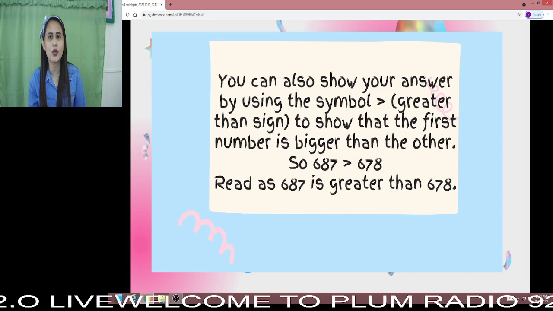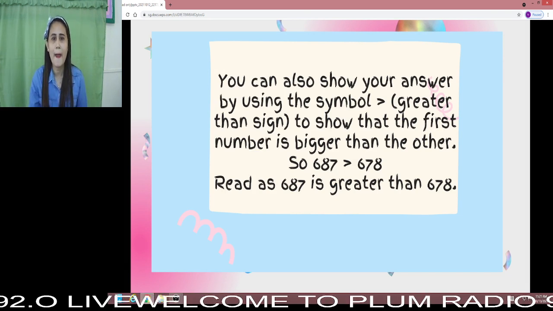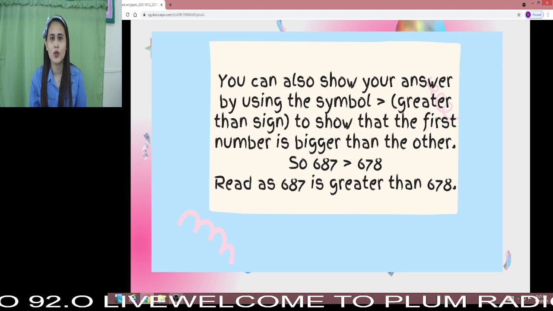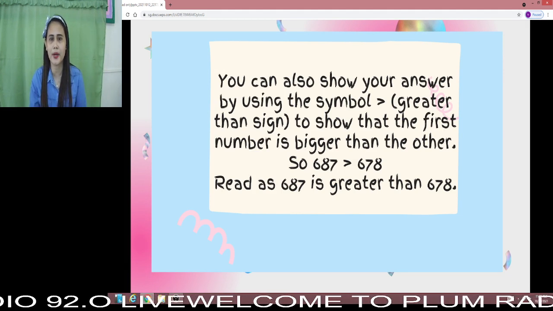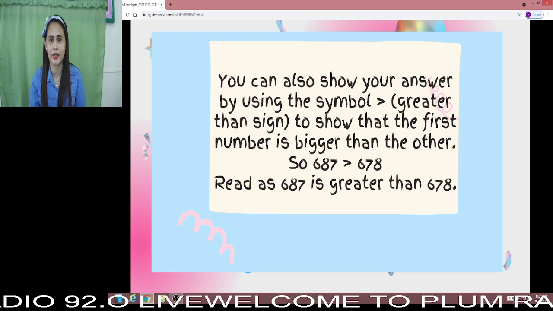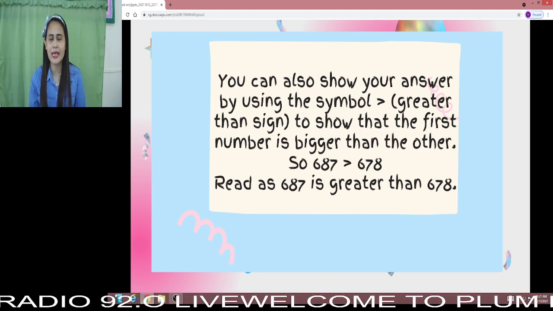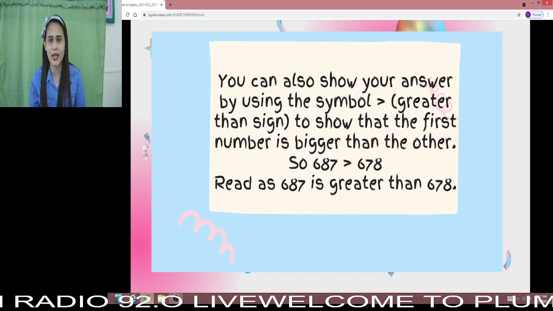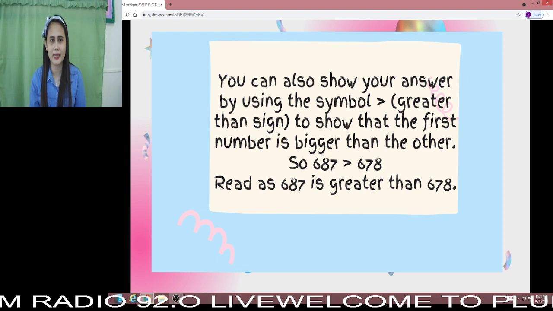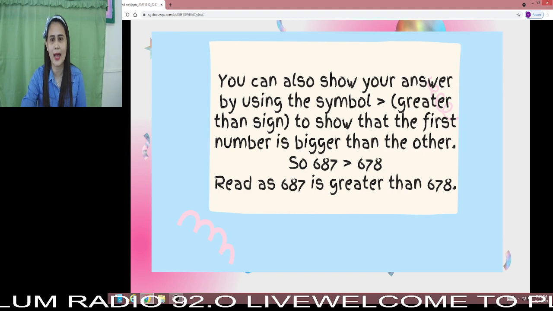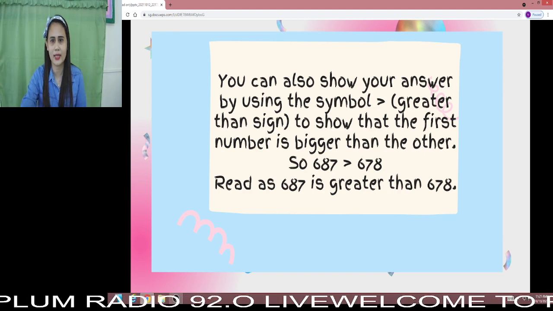You can also show your answer by using the greater than sign to show that the first number is bigger than the other. So 687 is greater than 678. Read as 687 is greater than 678.